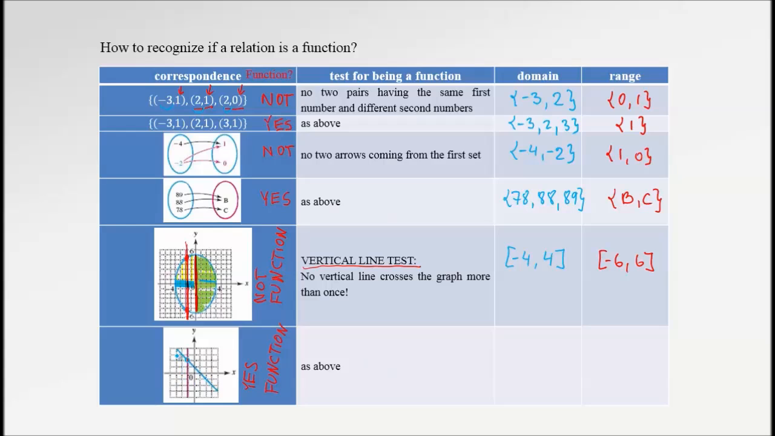So what's the domain? Imagine if we project our graph onto the x-axis, actually every single value on the x-axis will be covered. Therefore, the domain of this function is all real numbers. So we can record it as capital R. Similarly with the range, if I project this graph onto the y-axis and see what kind of points will be shadowed on the y-axis, it happens that everything will be shadowed. So again, the range is all real numbers.